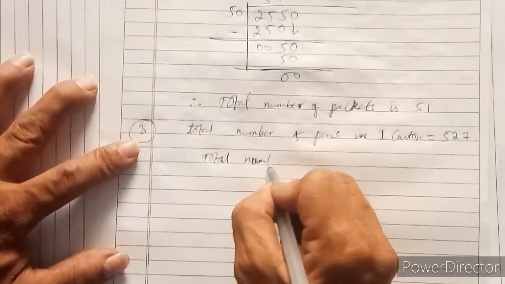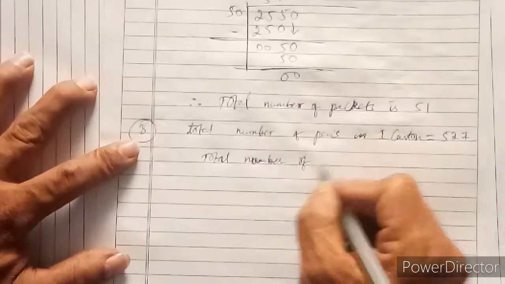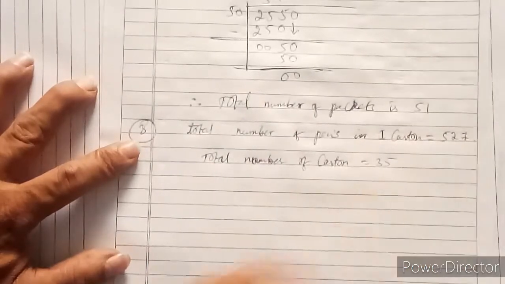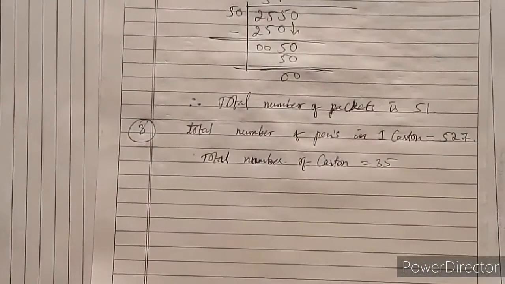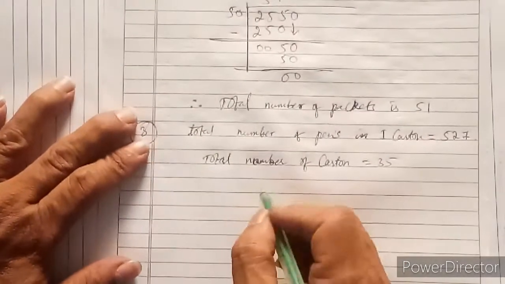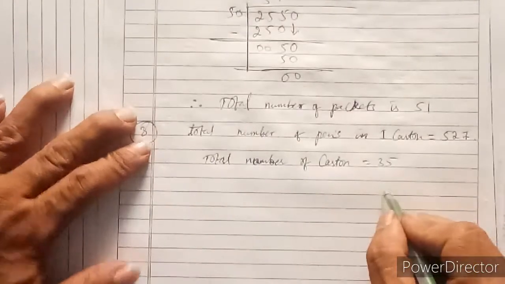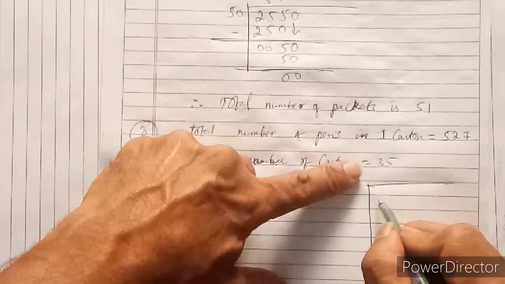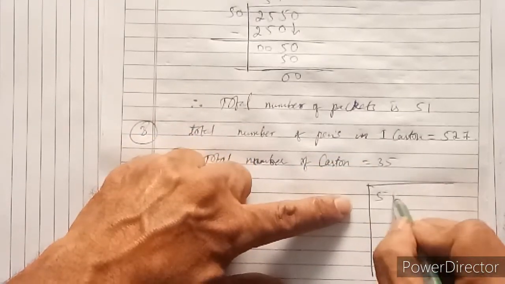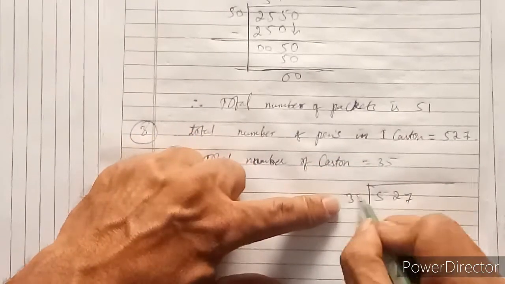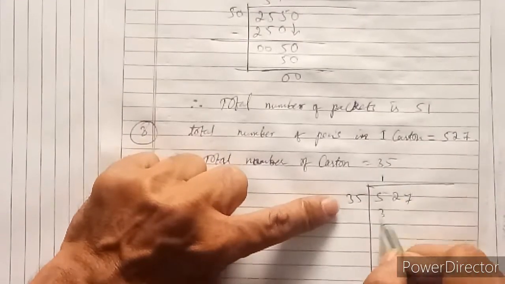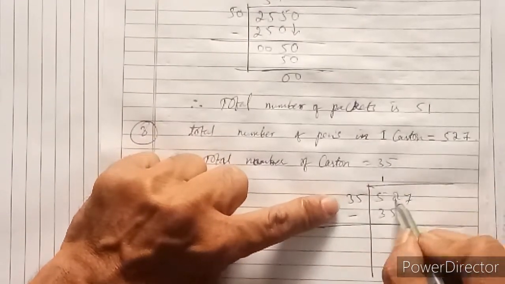The total number of cartons is equal to 35. He wants to pack pens, right? Then we have to divide it. We have to divide by the long division method. What is that value? 527. That is 35. 35 ones are 35. Now we have to subtract.